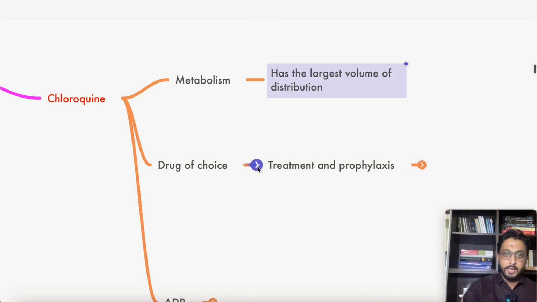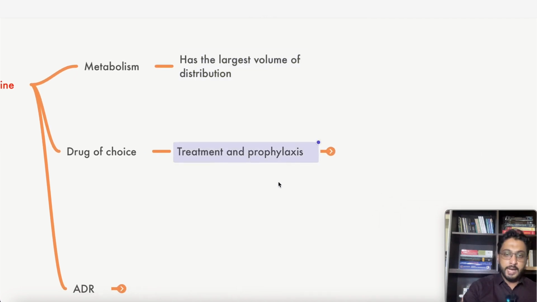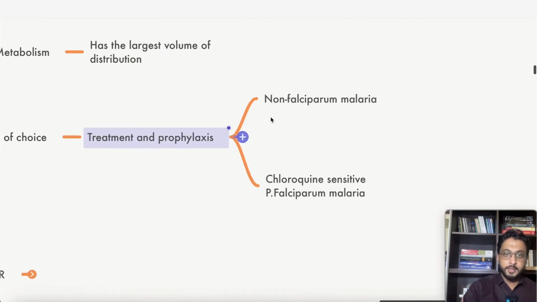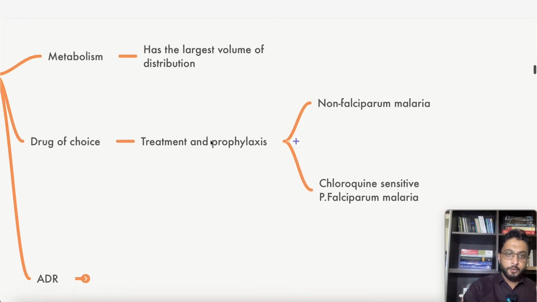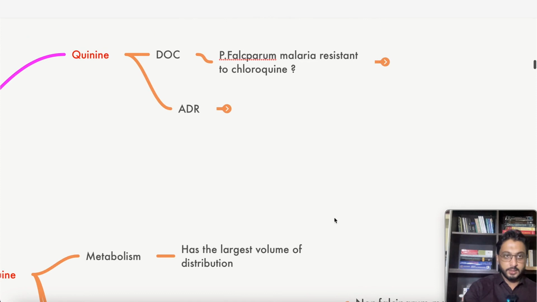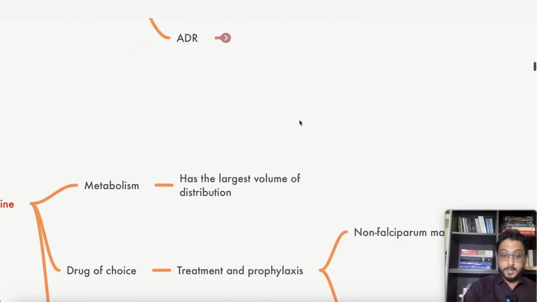These are the drugs of choice for treatment and prophylaxis of non-falciparum malaria, and in some malaria where falciparum is sensitive. If it is not sensitive, you go for quinine. There's a small controversy, that's why there's a question mark, I'll come to that. So treatment and prophylaxis for all non-falciparum; in falciparum malaria, some are sensitive to chloroquine, some are not, and then you have quinine and other options also.